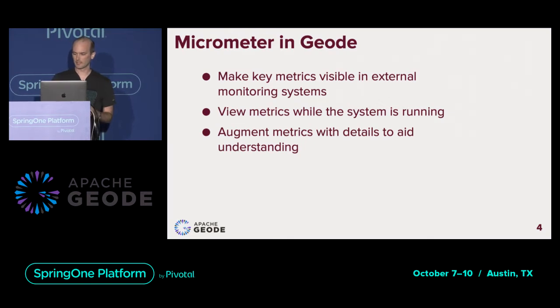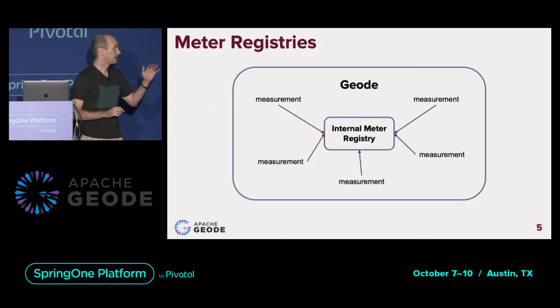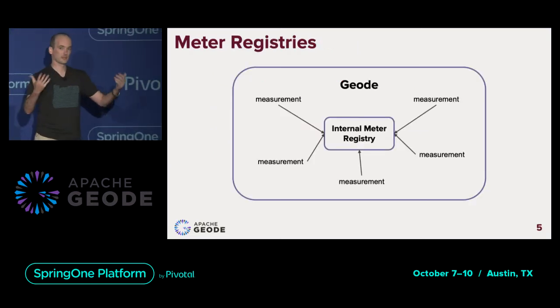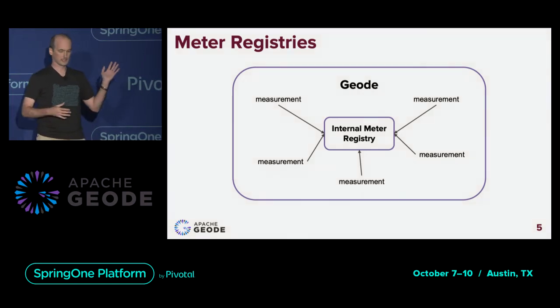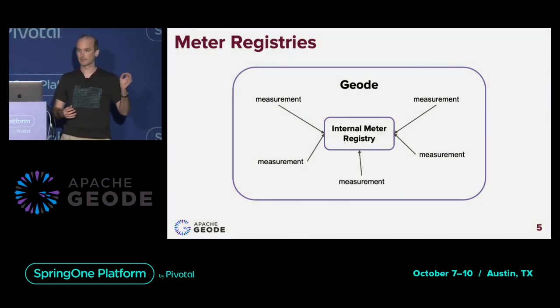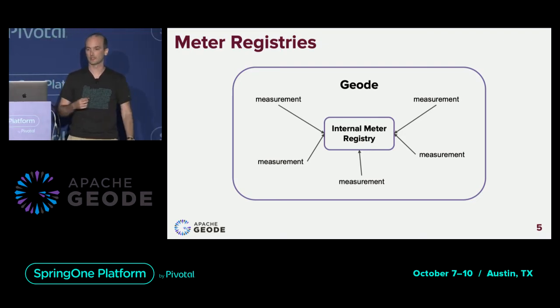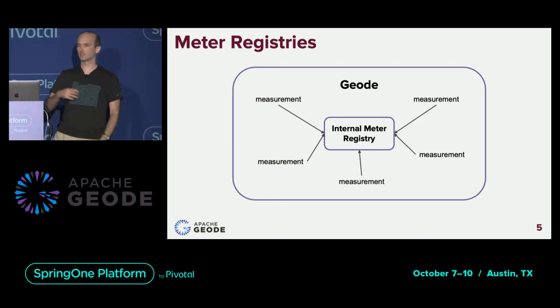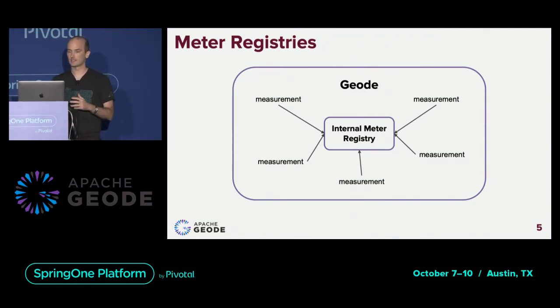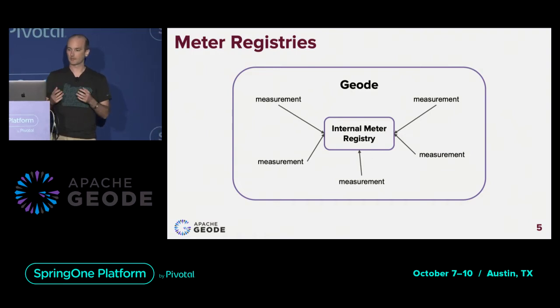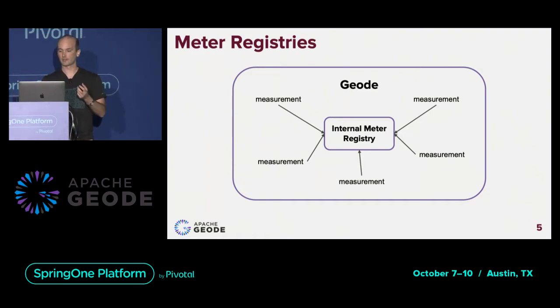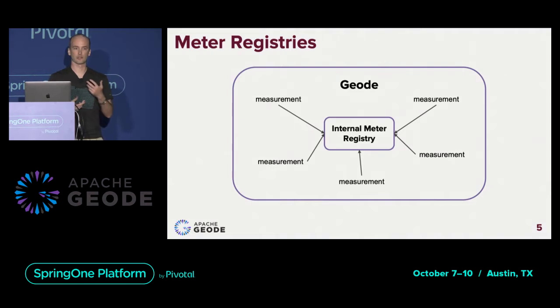So let's talk a little bit about how this works in Geode. The way we've decided to implement this through the open source community was, in our Geode setup, we have these measurements. These are the things that we're actually trying to measure in the system. Think memory consumption or CPU usage or other pieces, and we want to send those somewhere. And so what we do is we have this internal meter registry. Registry is a Micrometer term.